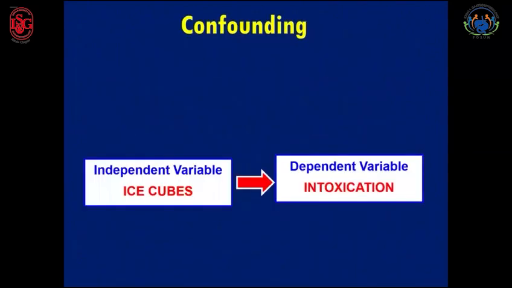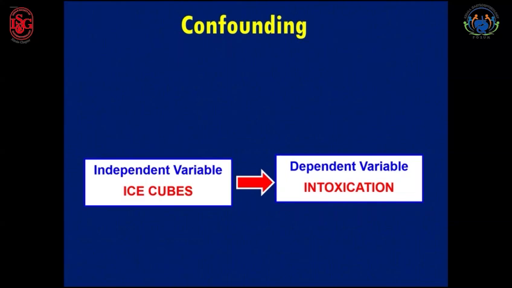Let us discuss another important topic, that's confounding. Let us take a highly hypothetical example of the association between ice cubes and intoxication. We know that many persons take beverages with ice cubes in it, and you may also find that many of them get intoxicated. If you conduct an analysis purely between ice cubes and intoxication, you may find that ice cubes is a significant predictor of intoxication.